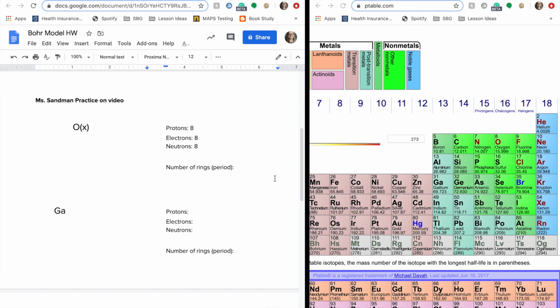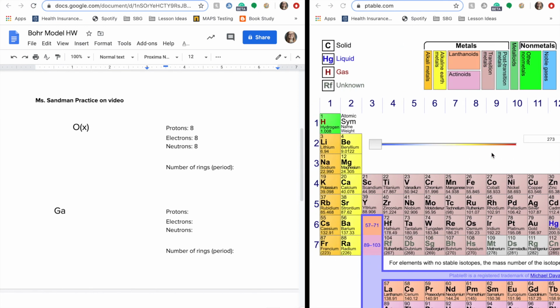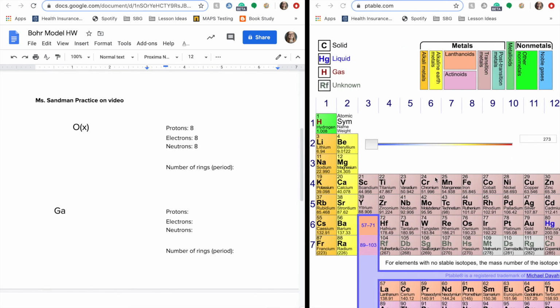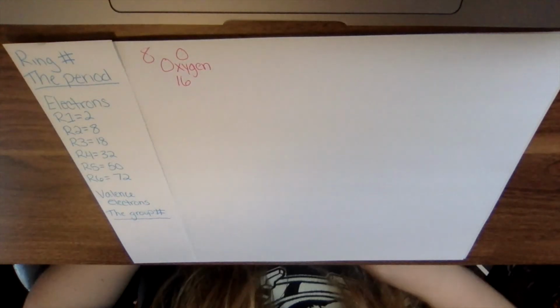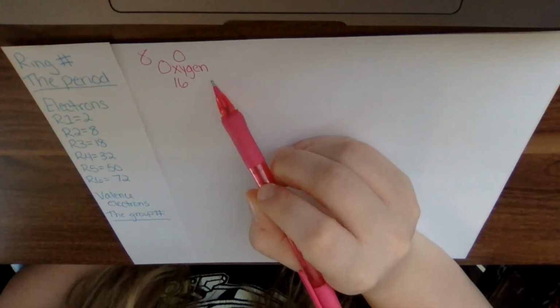And to find the number of rings, we need to count down to which period it falls in. So if you just count like 1, 2, 3, and go that way, that's fine. So oxygen is in 1, 2. It's in period 2. So it's going to have 2 rings in it. So now I'm going to do the example on my paper, and I will come back to this document when we're done with that. Alright, so I'm going to do our first example here, that is oxygen.